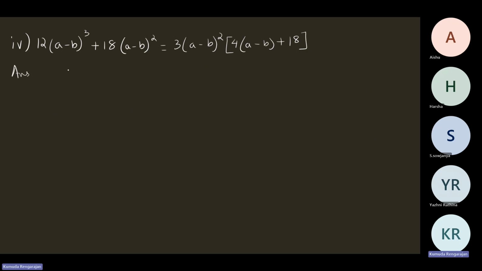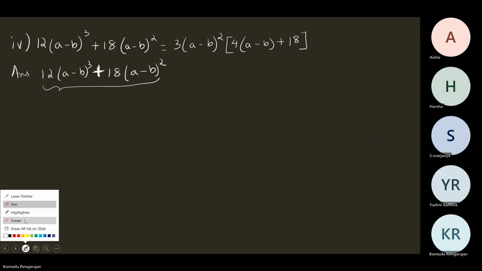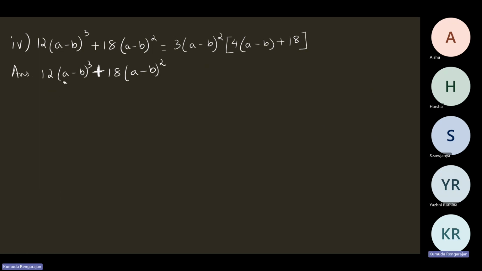So here you need to work the LHS. You need to factorize, and only then you can decide if the given equation is true or false. So this expression has two terms. You can see here the connecting sign is plus. 12 into a minus b the whole cube is one term, and 18 into a minus b the whole square is the second term. So there are two terms.